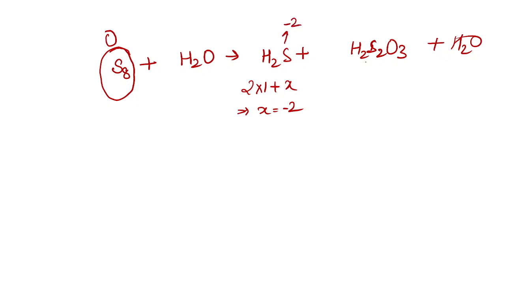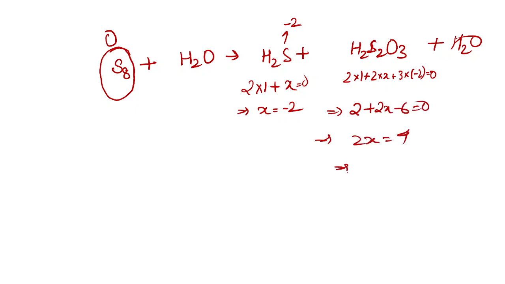Now let us try to calculate here. This will be again 2 into 1 plus 2 into x plus 3 into -2, that will be equal to 0. Why equal to 0? Because this does not have any charge on it. Now this will be 2 plus twice x minus 6 equal to 0, that will be twice x is equal to 4. It means that x will be equal to 2. It means that the oxidation state here is plus 2.